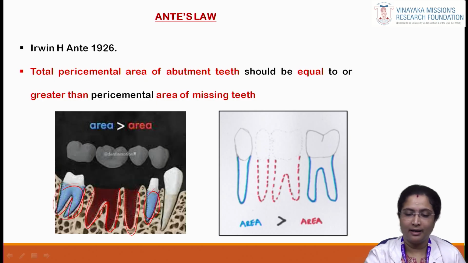So let me explain. Suppose the second premolar and first molar are missing. We are going to consider the first premolar and second molar as abutments. So the pericemental area of the first premolar and the pericemental area of the second molar should be equal to or greater than the pericemental area of the two pontic teeth which we are going to replace. If it is not greater, the success of an FPD is questionable.